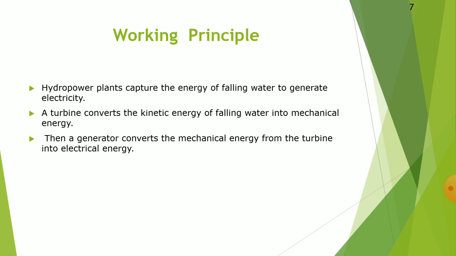Working principle of Grand Coulee Power Station. Hydropower plants capture the energy of falling water to generate electricity. A turbine converts the kinetic energy of falling water into mechanical energy. Then, a generator converts the mechanical energy from the turbine into electrical energy.